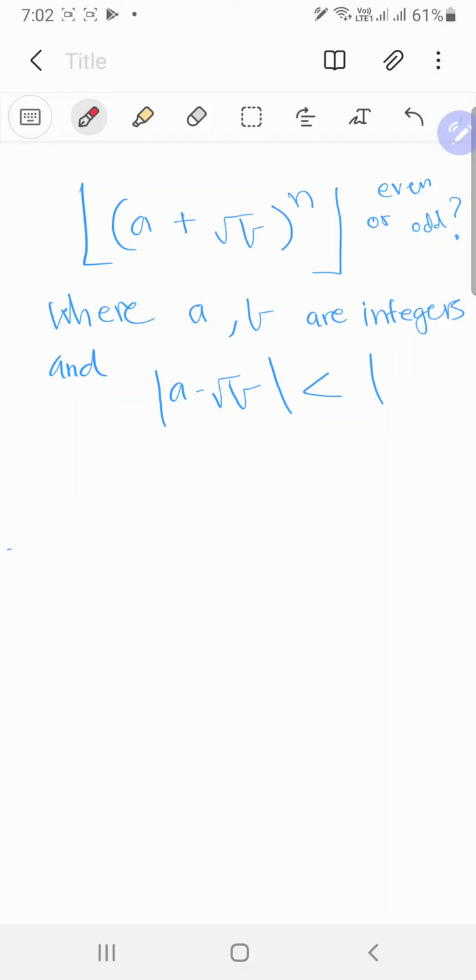Okay, so here's the thing. What's the floor function of (a + √b)^n? Is that thing even or odd?